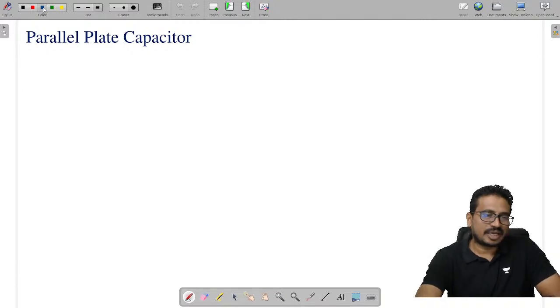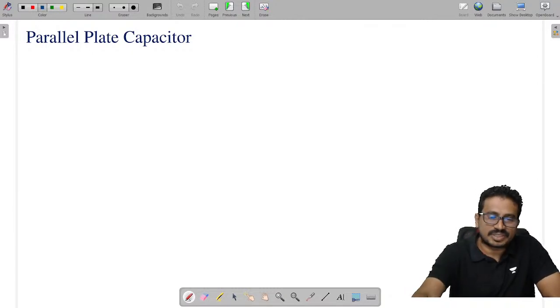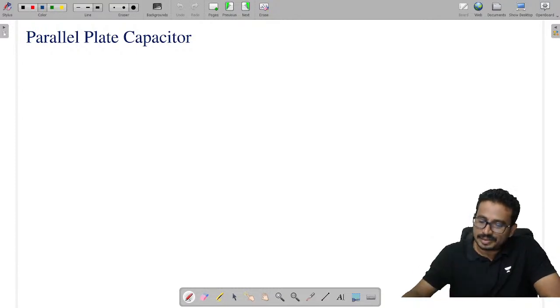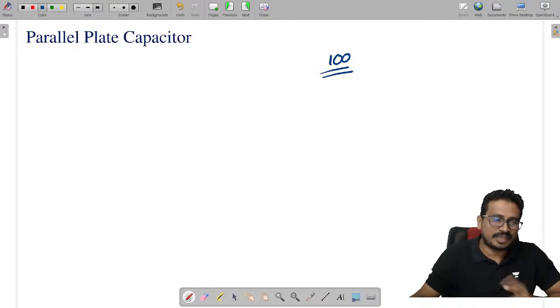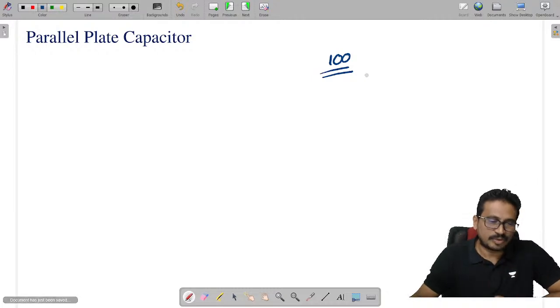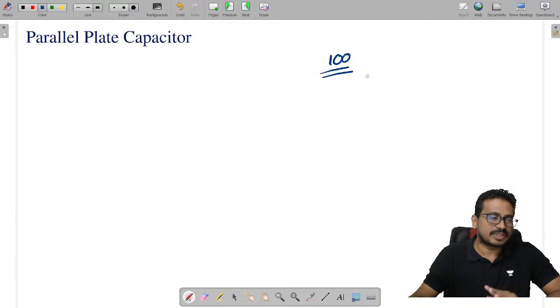Let us consider you started a business. Let us say you started a business with 100 rupees. After how many days from starting your business will you get back at least 50% of that 100 rupees?